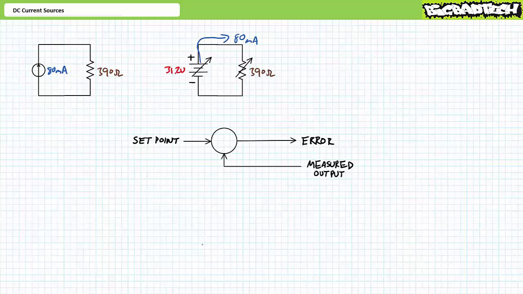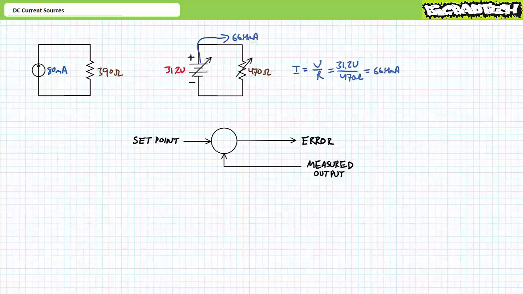The desired set point is 80 milliamperes. The actual output is 80 milliamperes. The error is 0 milliamperes, and the adjustable voltage supply continues to supply our previously calculated 31.2 volts, sufficient to push the desired amount of 80 milliamperes through the 390 ohm load resistor.